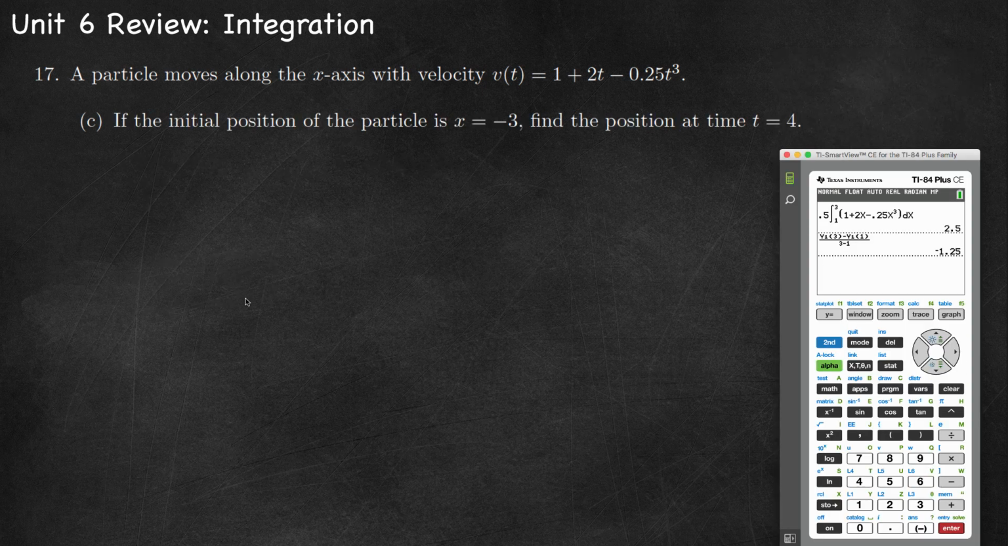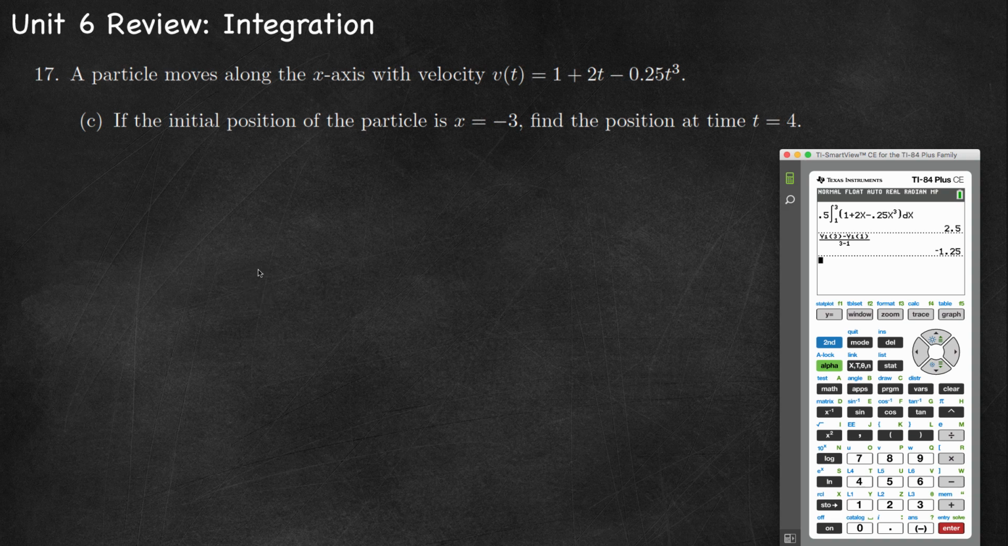Part C, if the initial position of the particle is x equals negative 3, find the position at time 4. Again, there are two different ways we can approach this problem. We can try and find the position equation by integrating v of t and solving for c. We know that at time 0, the position is -3, so we could use that to solve for c. That is one way that we could do this.